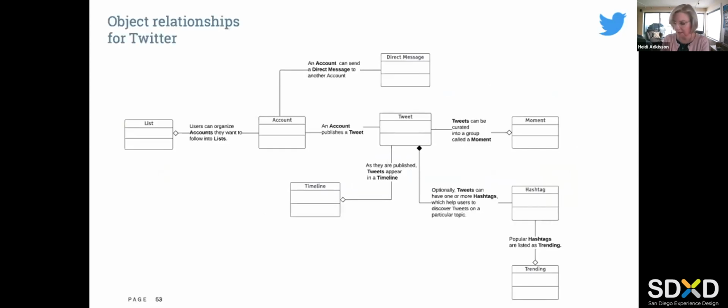And the reason I'm showing these is that I've put them into a model here showing the relationships. So again, this isn't Twitter in its entirety. It's a simplified version, but it does show the main objects and the relationships and how the narrative can be used to describe the relationships.